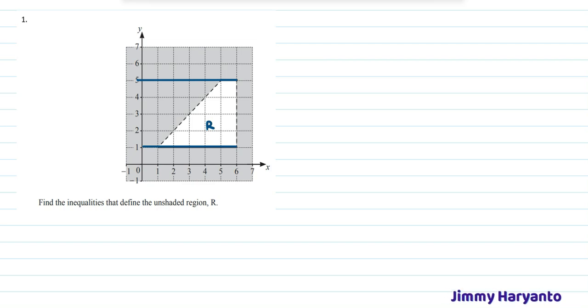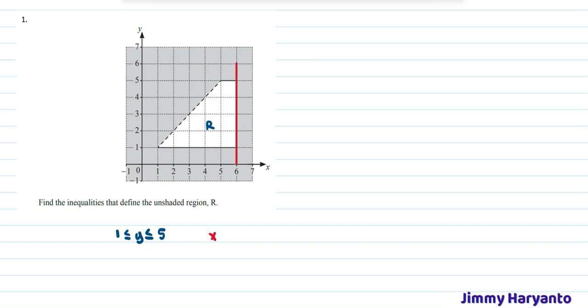Remember that horizontal line means y, and the region is in between 1 and 5. That means you have to write it like this: 1 less than y, and then less than 5, yeah. Both of them are straight lines, so you have to put equal to into the inequalities. And then next is the vertical line. The vertical line is right here, at 6.